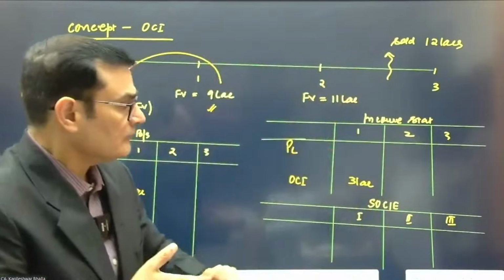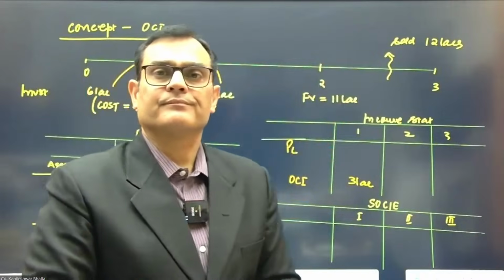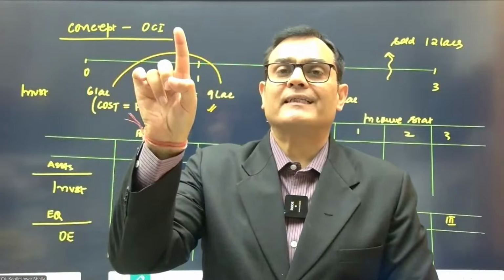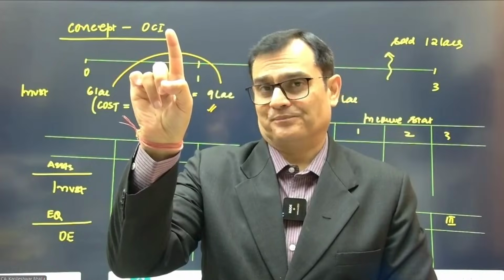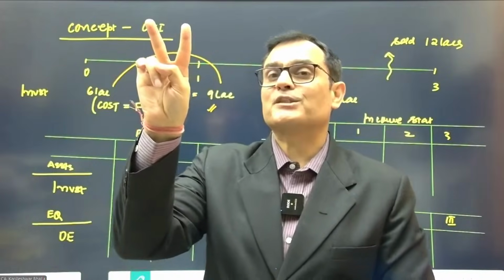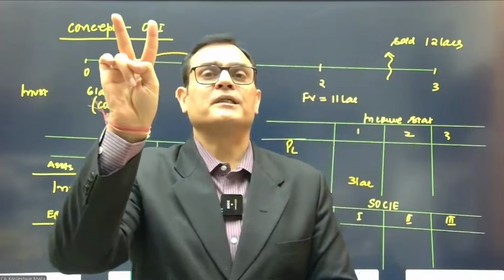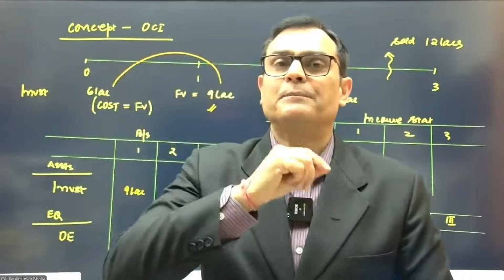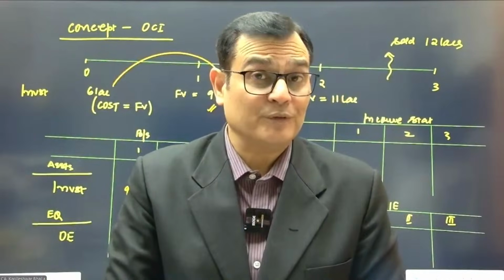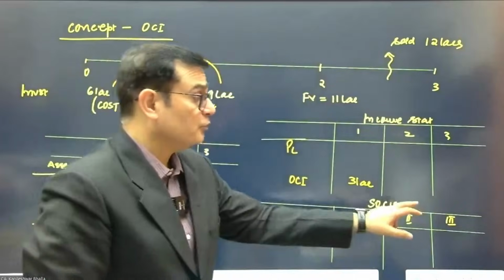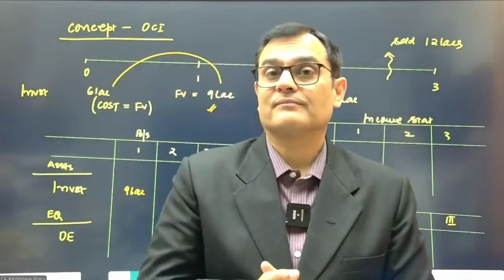Next, when you put something in the OCI, the profits of that year change because OCI is a part of the total comprehensive income. But the EPS does not change, because what goes in other comprehensive income does not change the earning per share. EPS does not take OCI into account. And number 3, it goes in tab number 3 and is not available for dividend distributions.